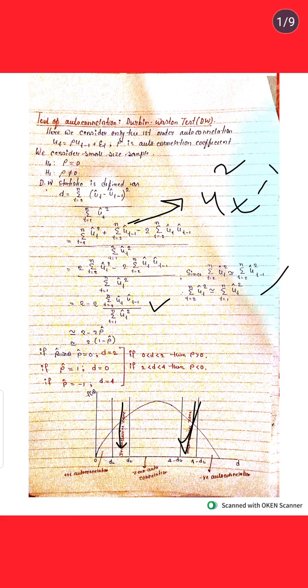If d star is less than d_L, we reject H naught of no autocorrelation. H naught means rho is equal to 0, no autocorrelation. We reject H naught, that means the null hypothesis is rejected, and we accept in favor of positive autocorrelation. D star is less than d_L, that means in this zone there is positive autocorrelation.